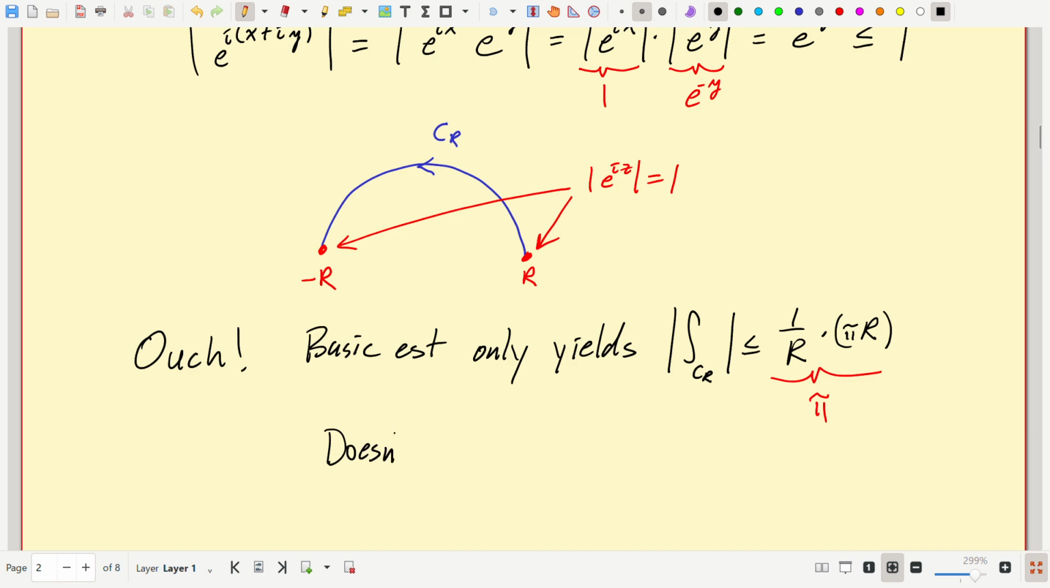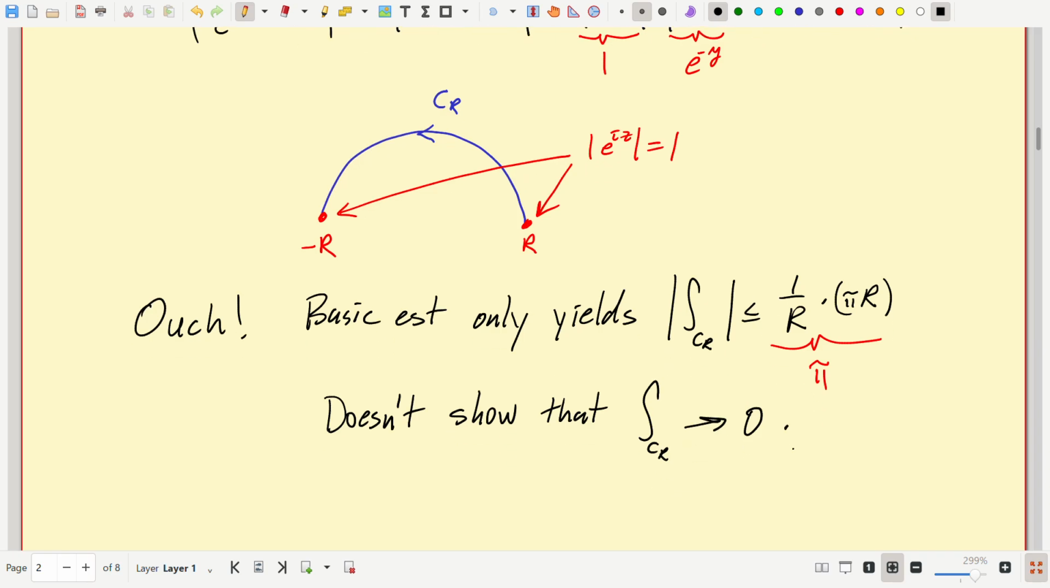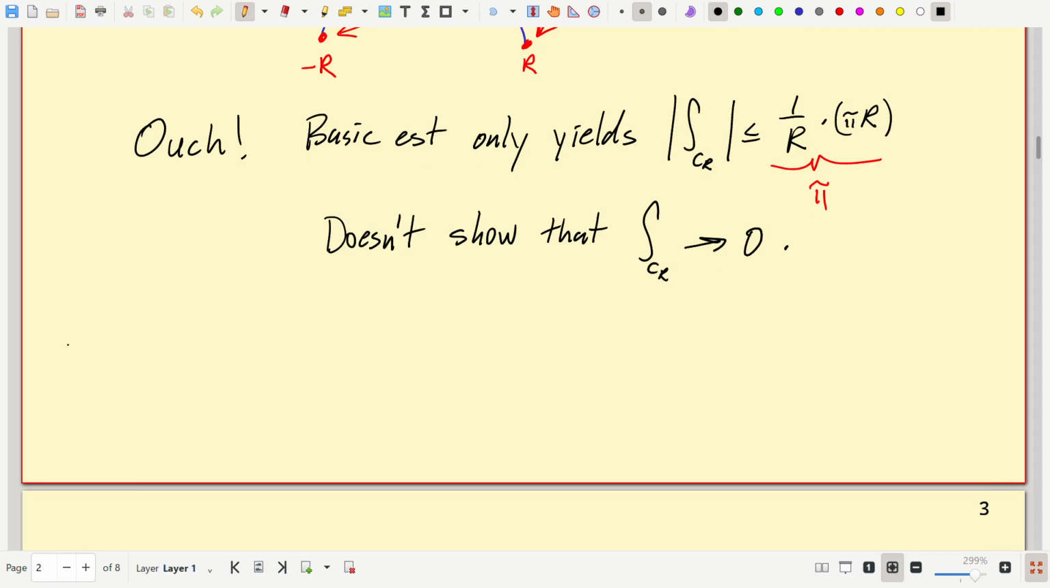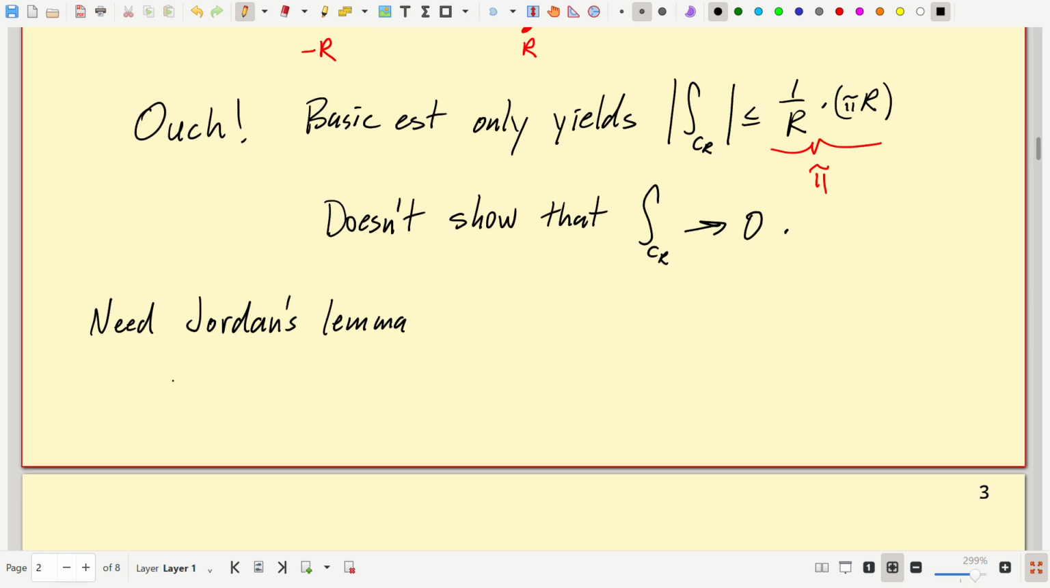It doesn't show that the integral goes to 0. We need something bigger. And here's what it is. I've usually discouraged you, if you can use the basic estimate, you should. And so I usually discourage you from doing what I'm about to do. But it's the only way we get what we need. So we need Jordan's lemma. And here's what it is. It has to do with estimating an integral exactly like this.